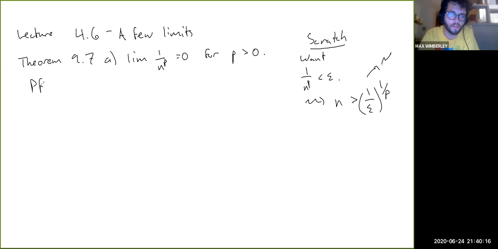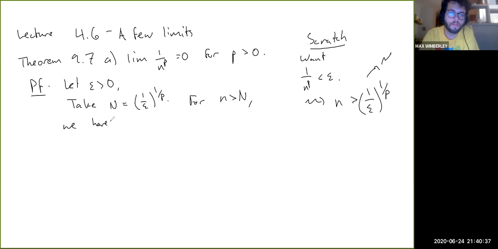So the proof would just be: let epsilon be greater than 0. Then take capital N equals 1 over epsilon to the 1 over p. For n greater than capital N, we have 1 over n to the p is less than epsilon. And there you go. Very simple. So that's that one.